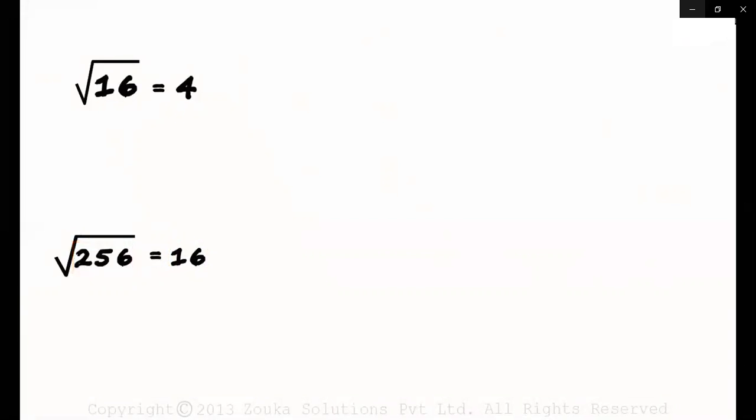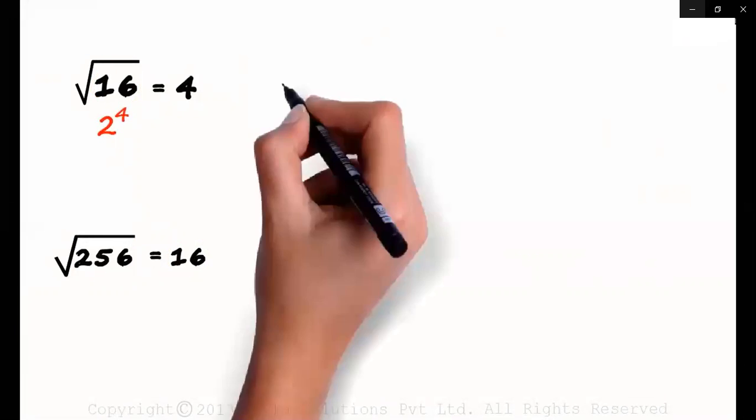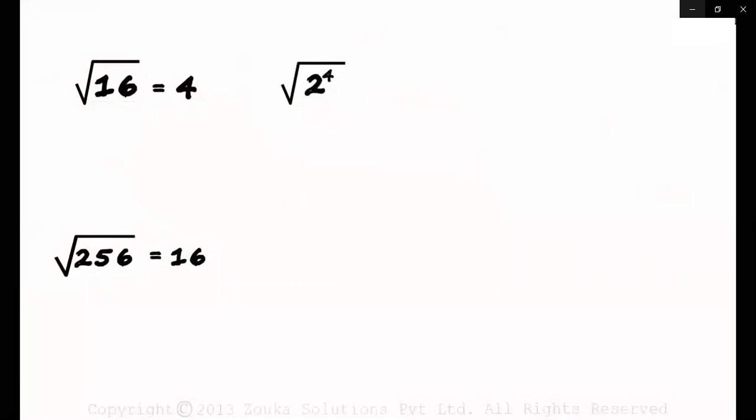So now let's try one more concept with this one. For example, we can write 16 in terms of exponents, okay? So we can write that 16 can be written as 2 raised to the power 4, because when you multiply 2 four times, we'll get 16 only, okay? So instead of writing root 16, we can write the square root of 2 raised to the power 4, which is the same thing as writing the square root of 16.